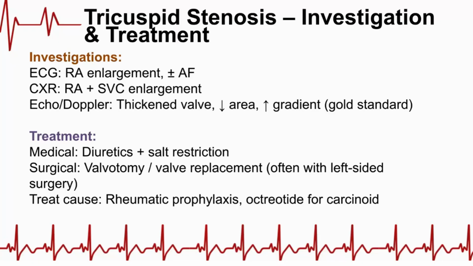So, for example, if it is rheumatic disease that is causing this, we give rheumatic prophylaxis. If it is a carcinoid tumor that's causing this, we give octreotide. So things like that. But mainly we give diuretics, and we sit and watch how this patient is doing. We can also do an echo every year just to see what their valve area is doing, and the size of their chambers as well. So you tend to do that every year.